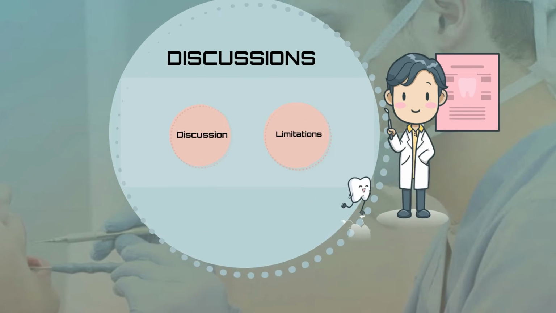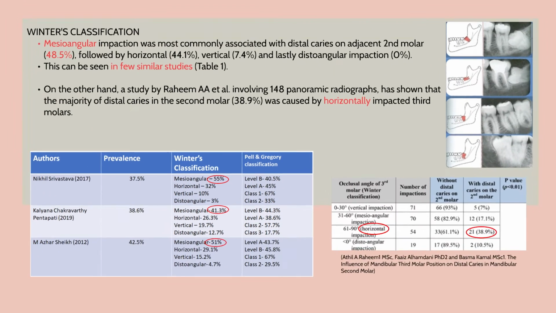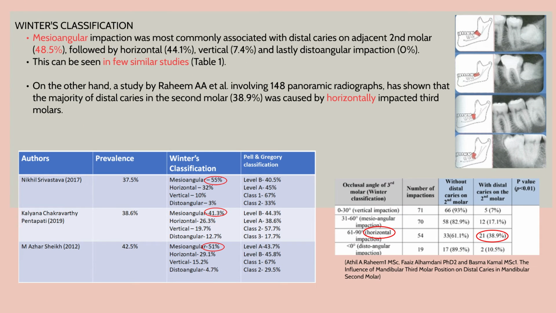Moving on to discussion, in our study, mesioangular impaction was most commonly associated with distal caries, followed by horizontal, vertical, and lastly distal angular impaction. This can be seen in a few similar studies also, as shown in Table 1 below.